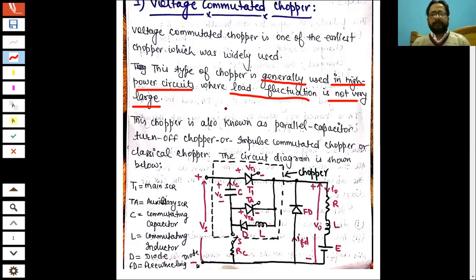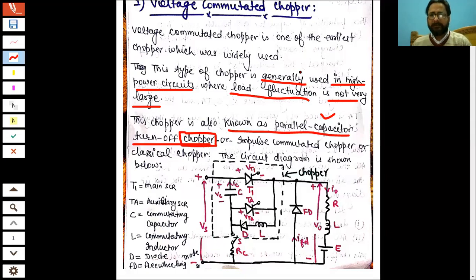Fluctuation of load means fluctuation of load current. So if the load is assumed to be constant throughout the operation, the load current is also constant throughout the operation. This chopper circuit is also known as the parallel capacitor turn off chopper, which means we use a capacitor to turn off the main SCR of the chopper.